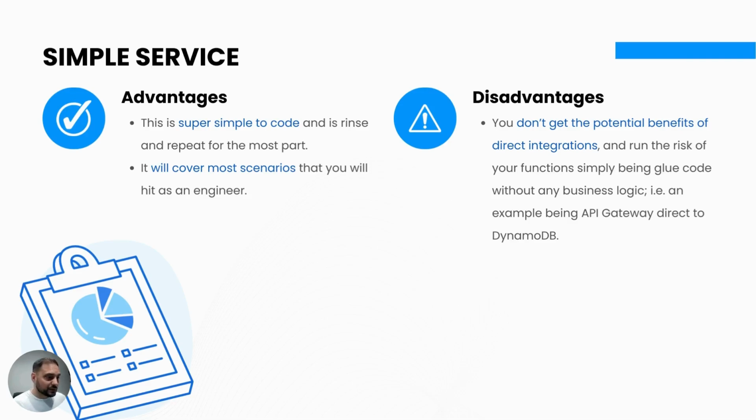So I won't delve on this too much because it's such a simple pattern, but it's super simple to code. It's rinse and repeat. If you follow me, I wrote an article recently on Plop. So you can create a CLI using this tool, which will auto-generate a lot of this code for you. And it's going to cover most scenarios that you'll hit as an engineer. The only disadvantage is if you find that Lambda function is simply glue code between API Gateway and DynamoDB, then just remove it altogether. If there's no business logic, no transformation, just remove it.